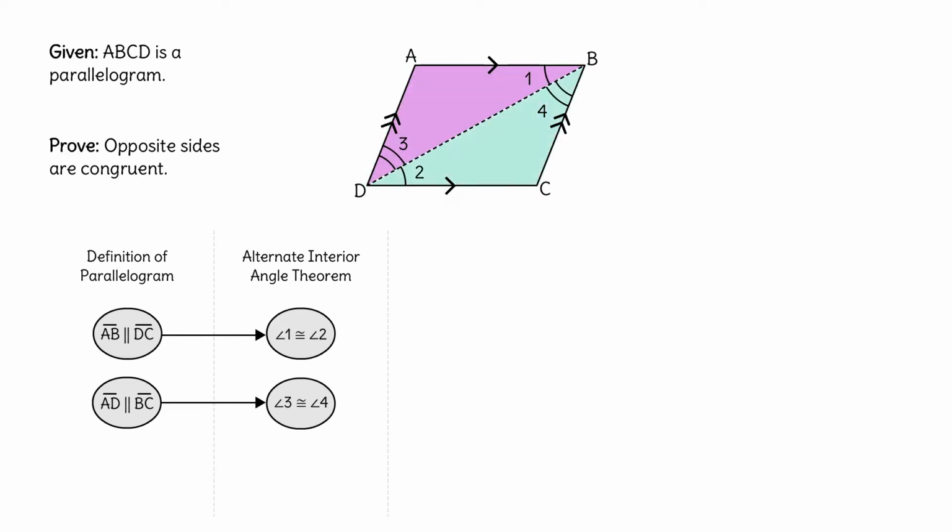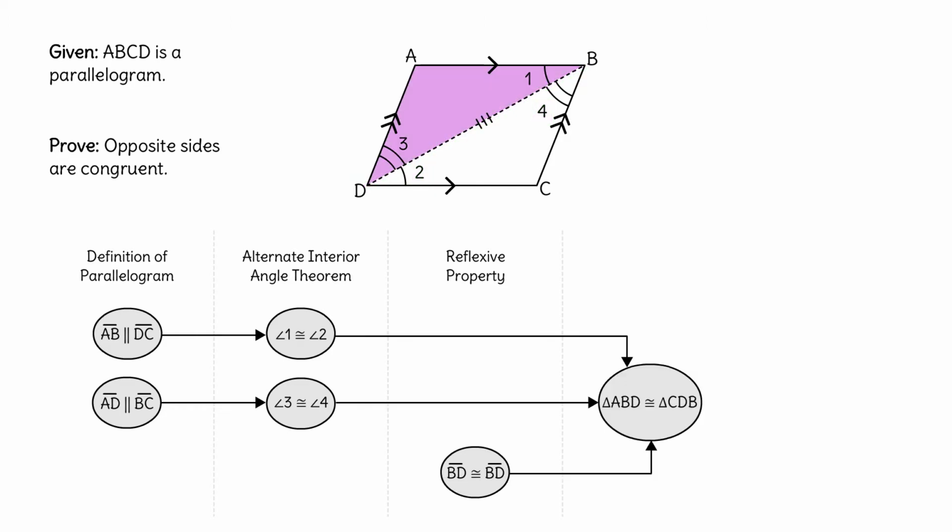Look at the two triangles. BD is congruent to BD by the reflexive property. Can you prove the two triangles are congruent? An angle, side, and an angle of one are congruent to an angle, side, and angle of another. So triangle ABD is congruent to triangle CDB by angle, side, angle.